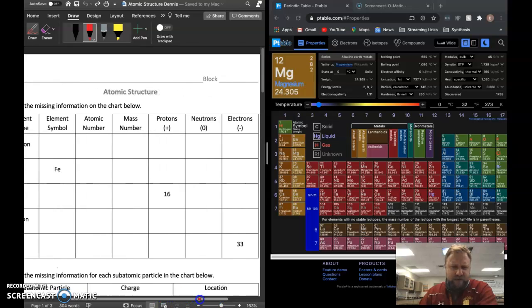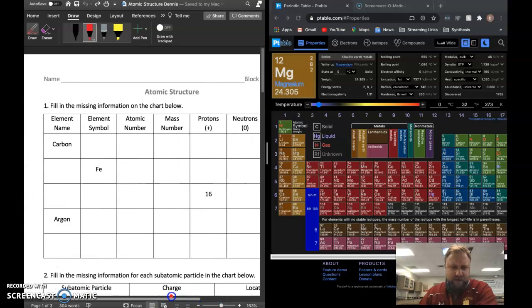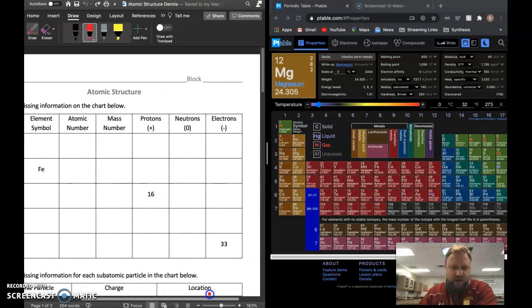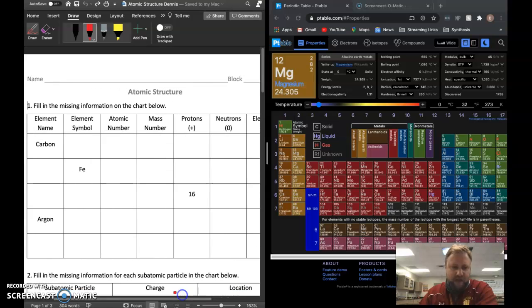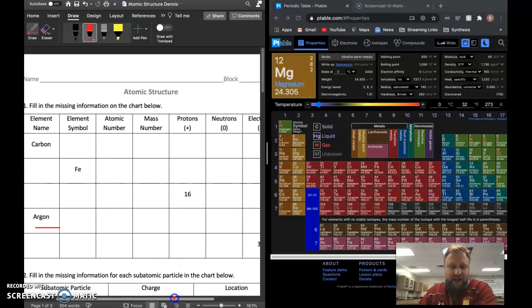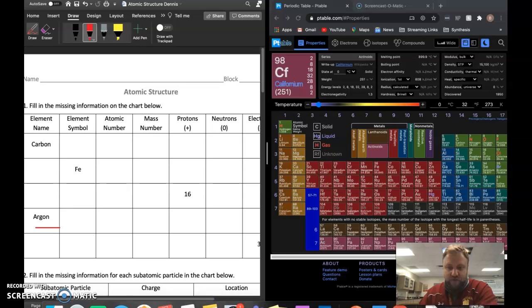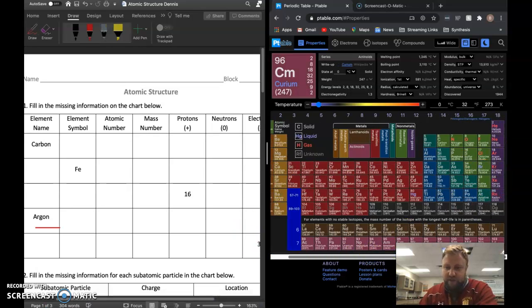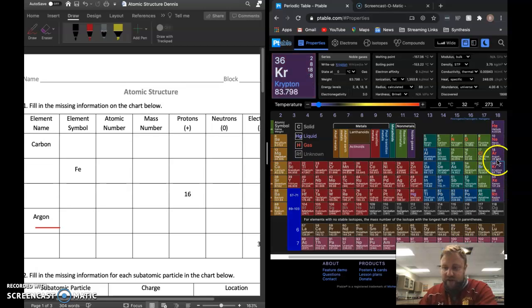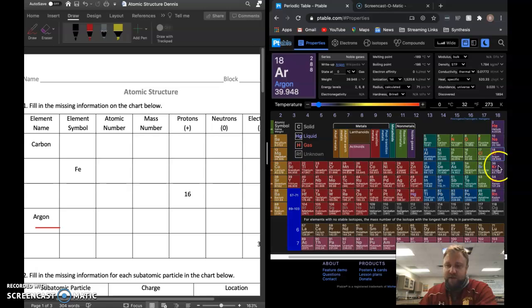I'll do one. I won't do the first one. I'll do argon. So first things first, you have the element name. So argon right there. Maybe the most difficult thing a lot of times might be just trying to find the element on your periodic table. So argon, it's going to be right over here on your periodic table.